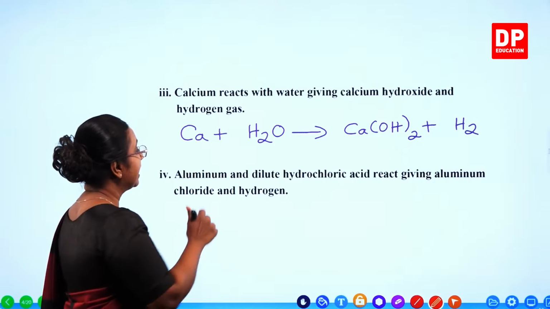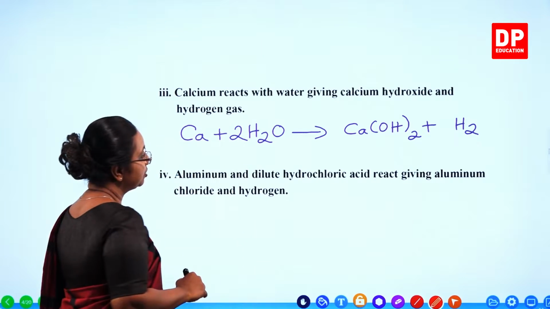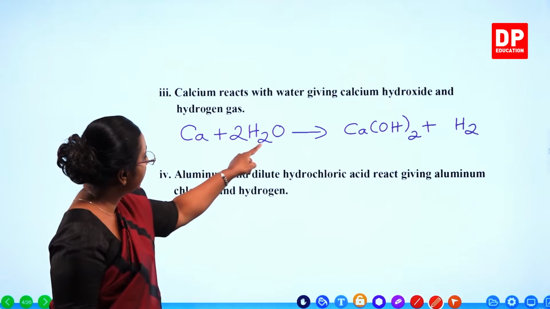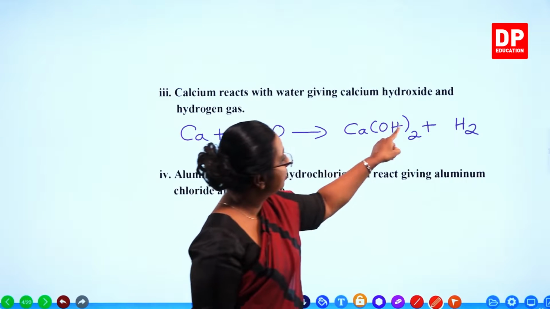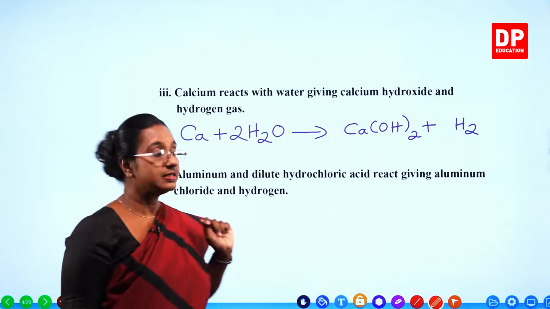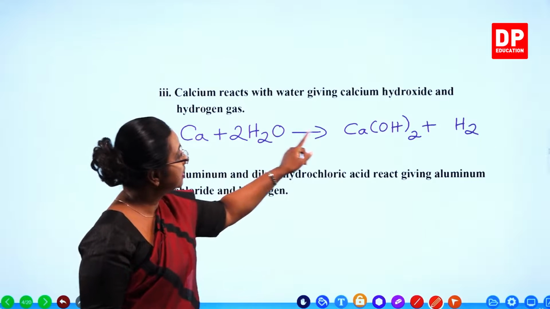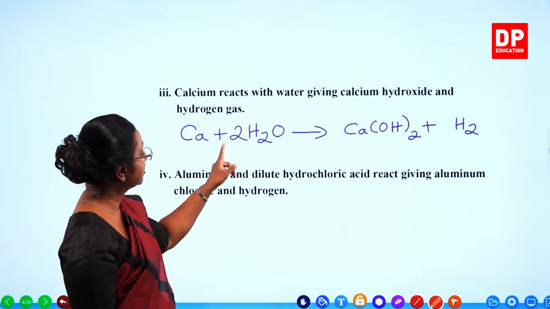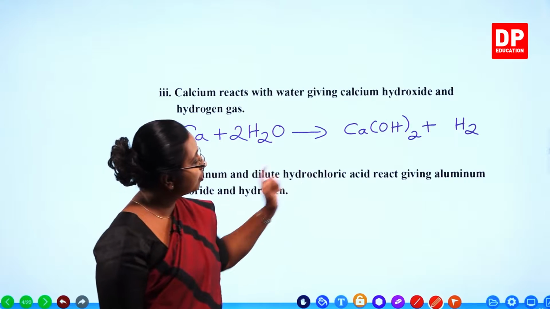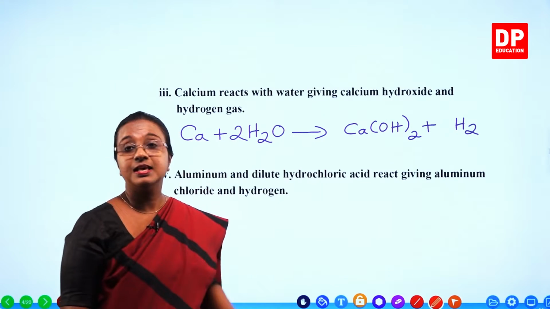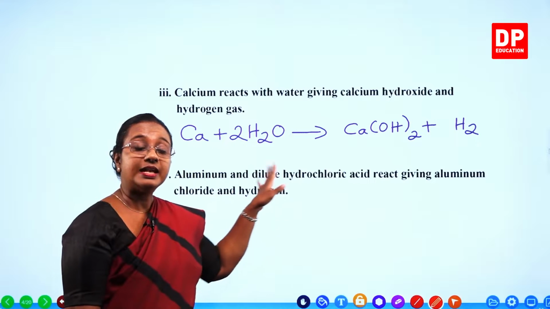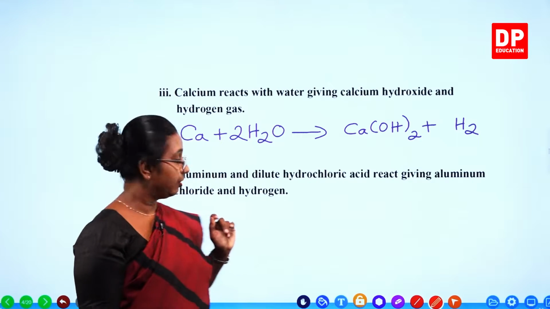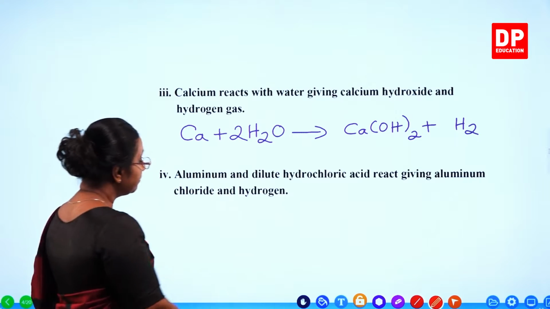So, to balance that, we need to put a coefficient 2 here. So, 2 into 2, 4 hydrogens, 2 plus 2, 4 hydrogens. It's balanced. 2 oxygen, here also it's 2 oxygen. So, calcium plus 2 water gives rise to calcium hydroxide plus hydrogen gas. So, that is the balanced chemical equation. Then the fourth one.